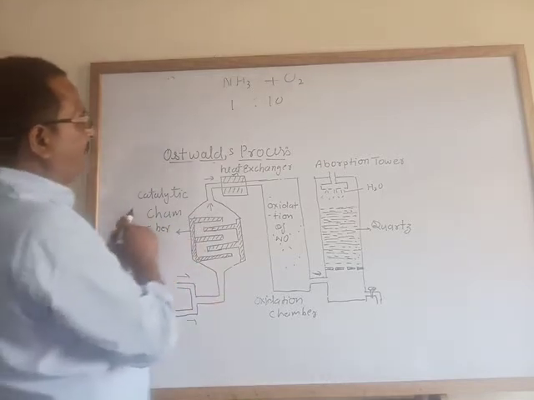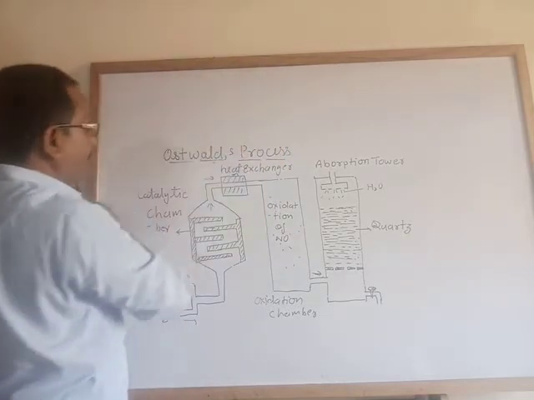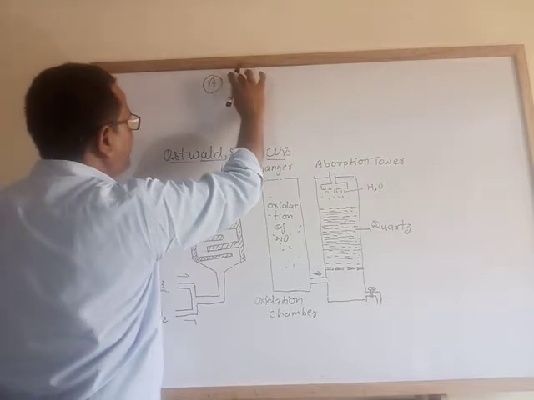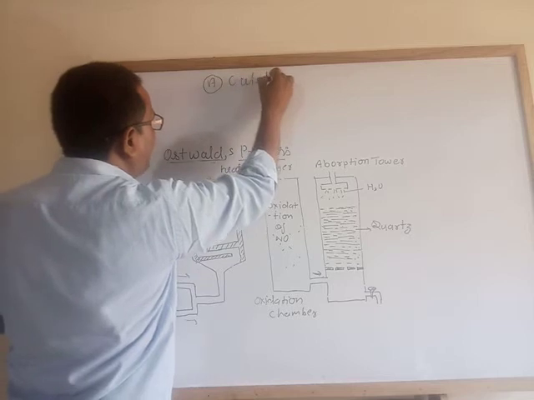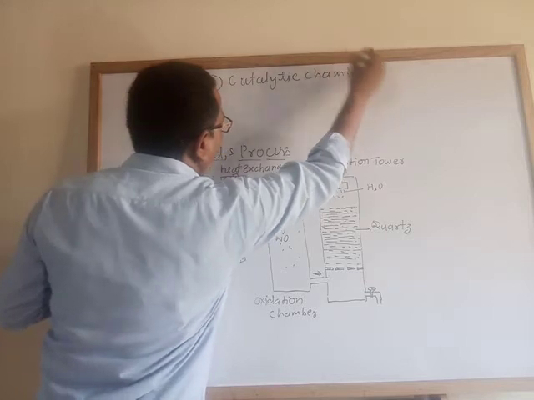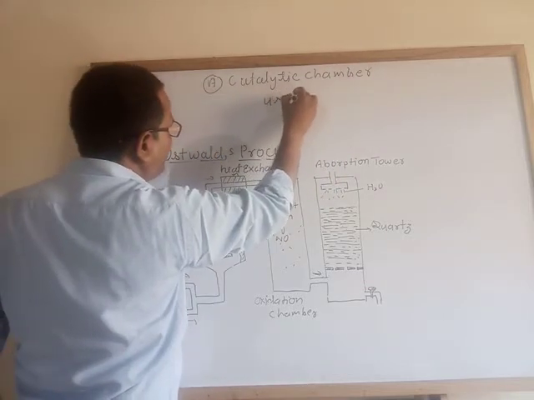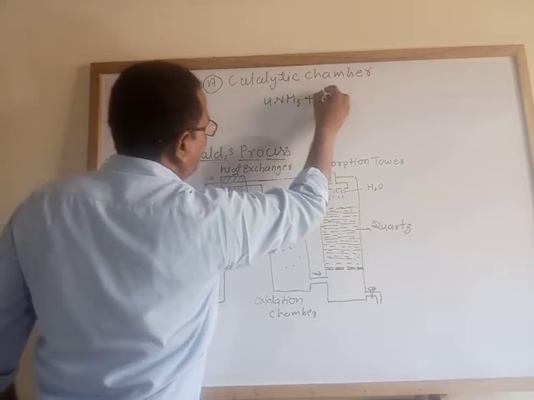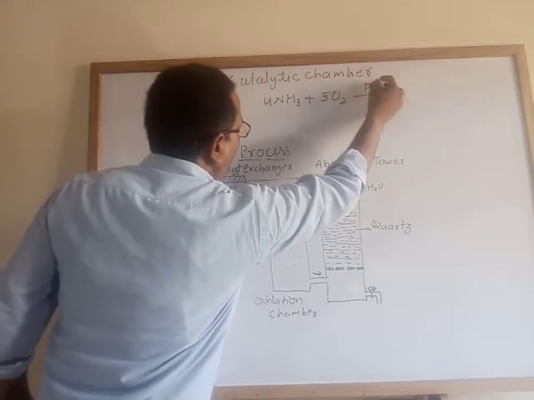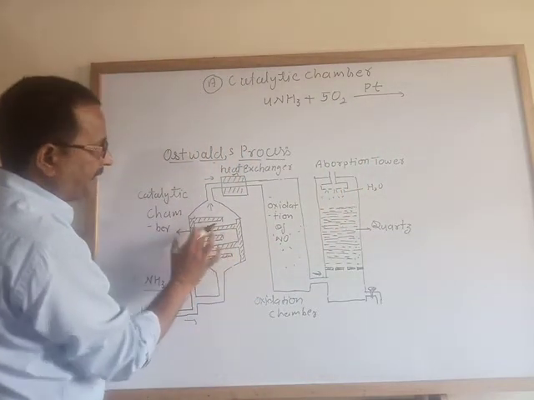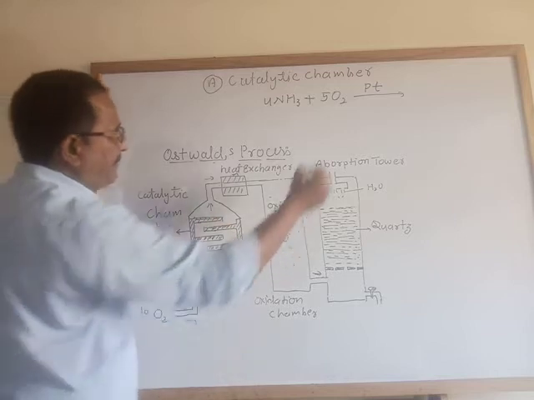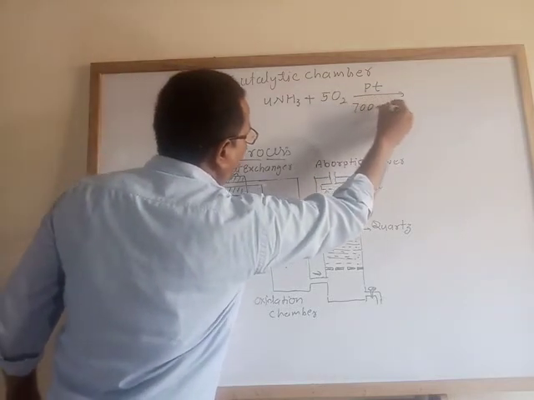In the catalytic chamber, the first reaction takes place. That is known as chamber A, the catalytic chamber. In the first reaction, ammonia and oxygen react in the presence of platinum gauze. Platinum acts as a catalyst. This is the platinum gauze I have drawn here. Temperature 700 to 800 degrees Celsius.